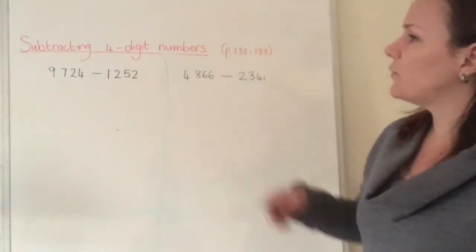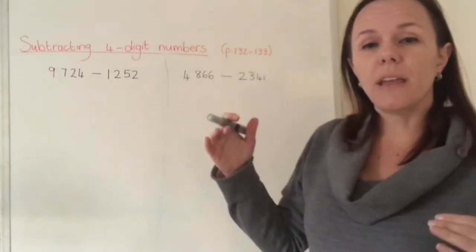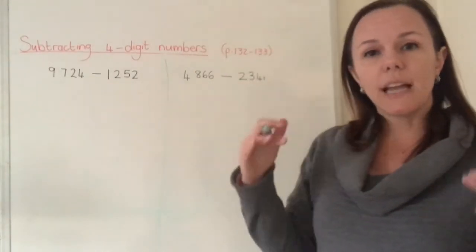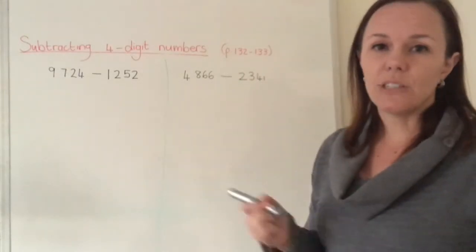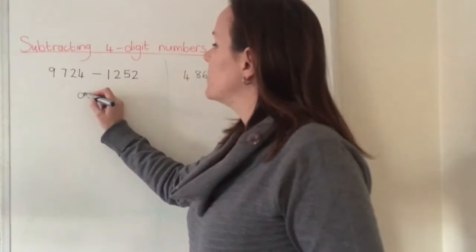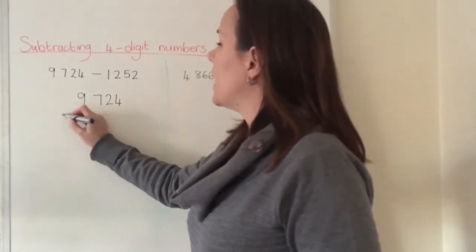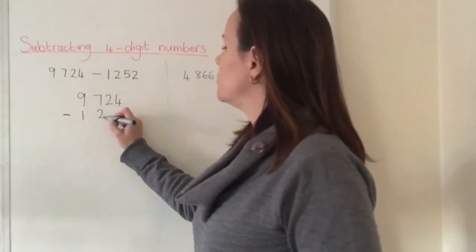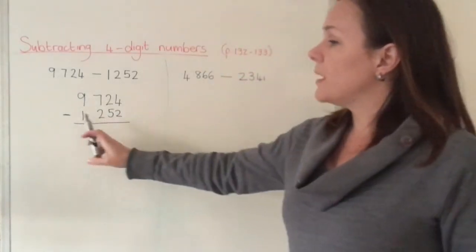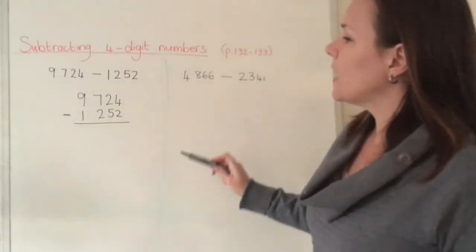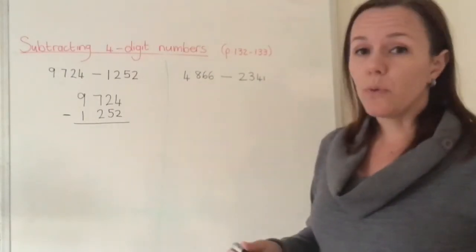So let's look at our first sum, and over here we are going to once again do the vertical method where we write the units under the units, tens under tens, hundreds under hundreds, and thousands under thousands. So we have 9,724 minus 1,252, and then I have my line. Remember to write the minus. Okay, now I'm just going to subtract the bottom number from the top one.